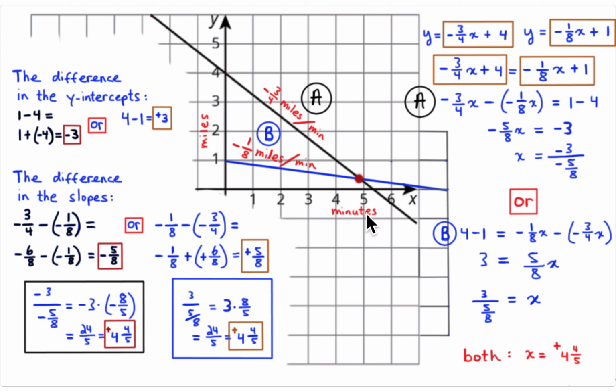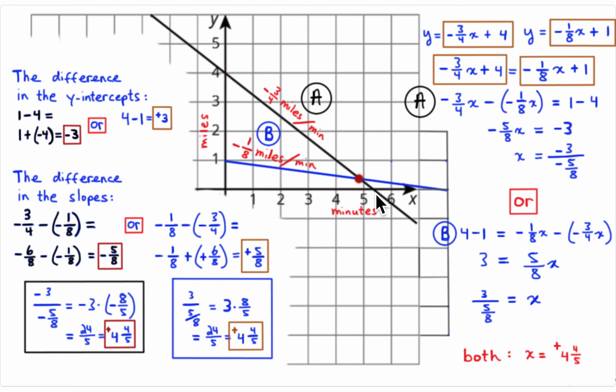Now you can also figure out, you plug this value for x back into either one of these equations, and you're going to find that the distance they're away from the restaurant when they pass each other, when they're the same distance from the restaurant, is 2/5 of a mile. So you're going to see that y is 2/5 of a mile.